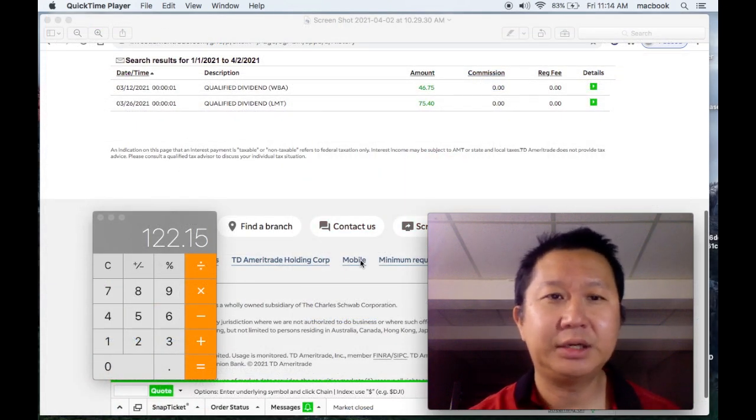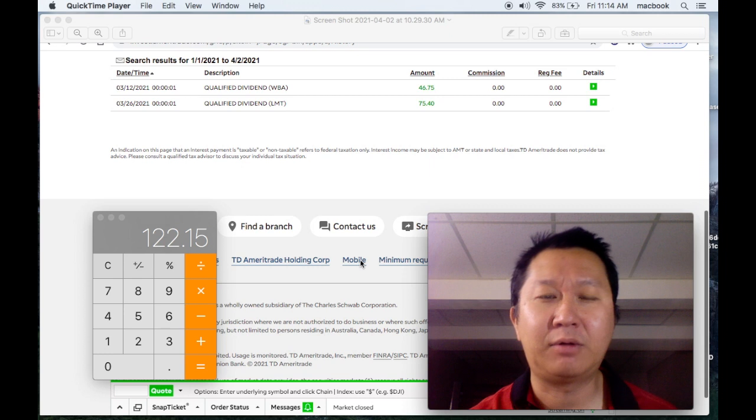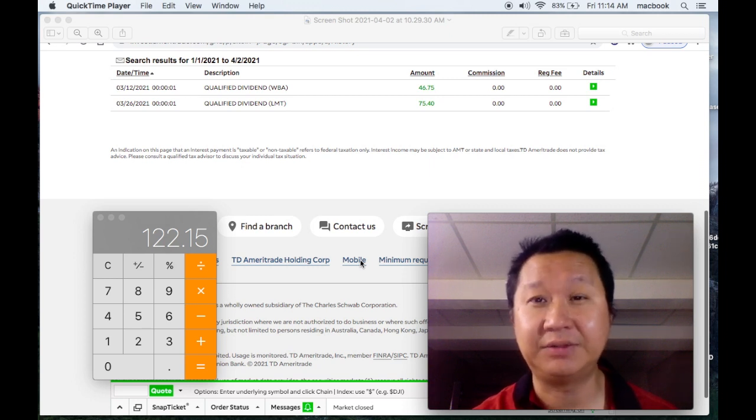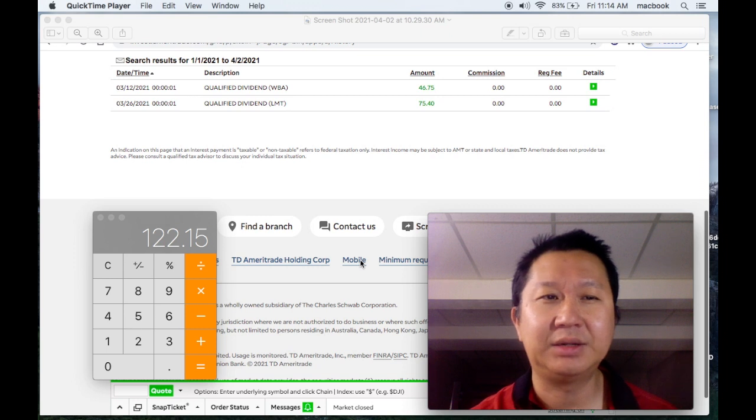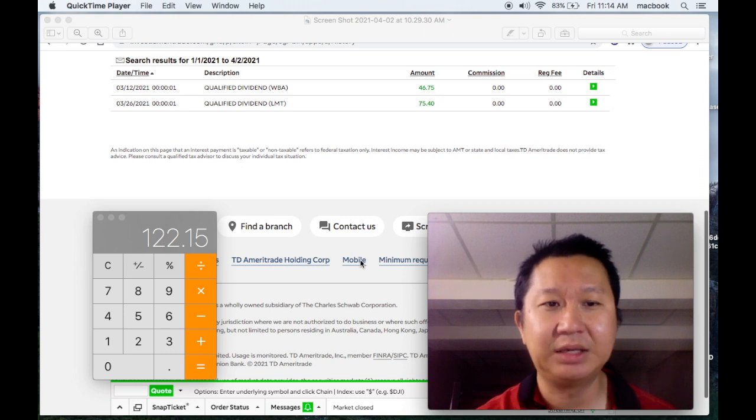So as you can see here, I received two dividend payments in the month of March. The first one was for Walgreens Boots Alliance, and I received that on March 12th. I received $46.75 of dividend payments, and the next one I received was on March 26th for Lockheed Martin, and the amount I received is $75.40. So the total amount I received of dividend payments in March was $122.15.